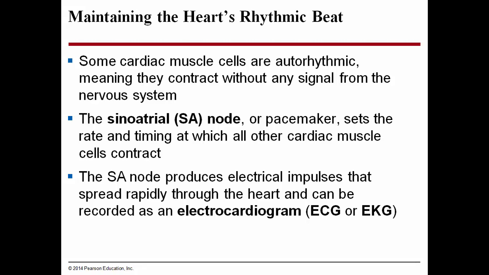You've heard people get an artificial pacemaker put in their heart if they've had, maybe, a coronary thrombosis or another form of heart attack, and they have damaged their natural pacemaker. They may have to have an artificial pacemaker put in. The pacemaker sets the rate and timing at which the other cardiac muscle cells contract. The sinoatrial node produces electrical impulses that spread rapidly through the heart and can be recorded on the electrocardiogram.